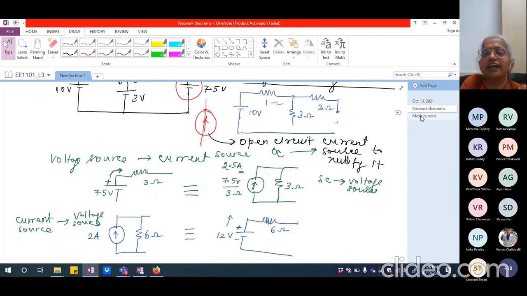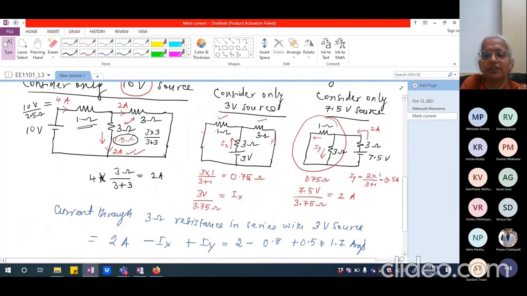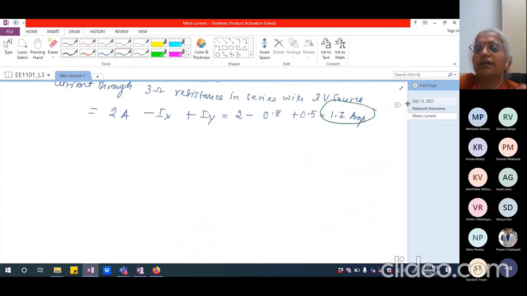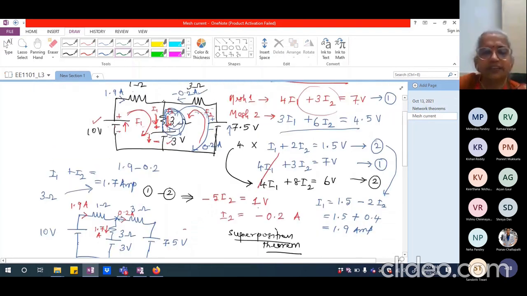Right? Where did I calculate that? By mesh current method. That also came out to be 1.7 ampere. This came out to be 1.7 ampere. And here also it is coming out to be mesh current method. Where is that? 1.9 minus 0.2. This is also 1.7 ampere.